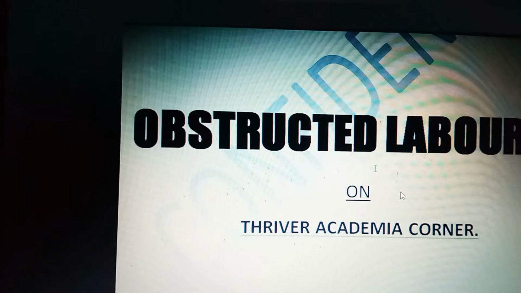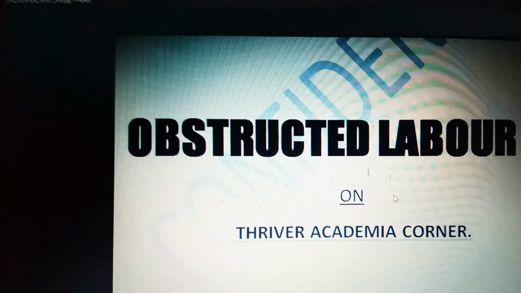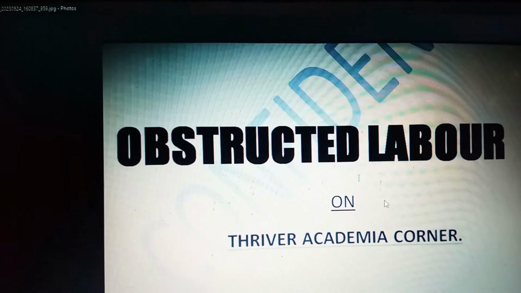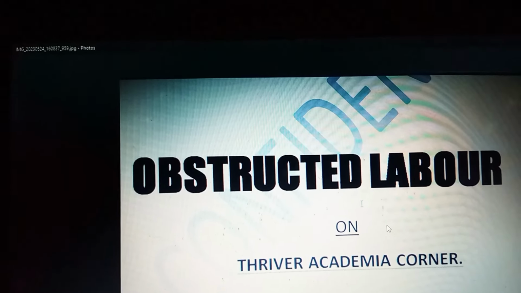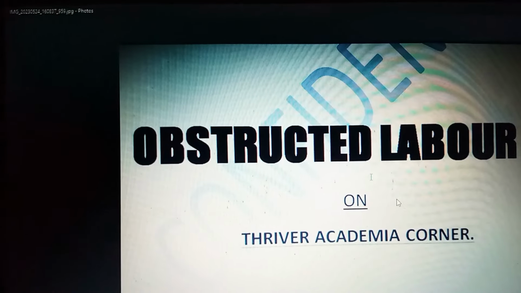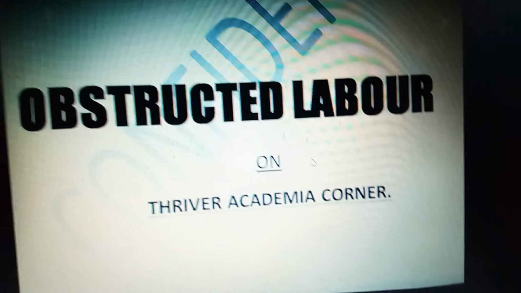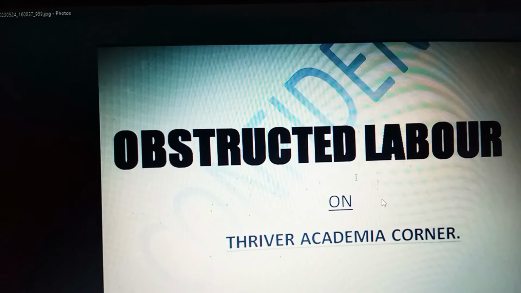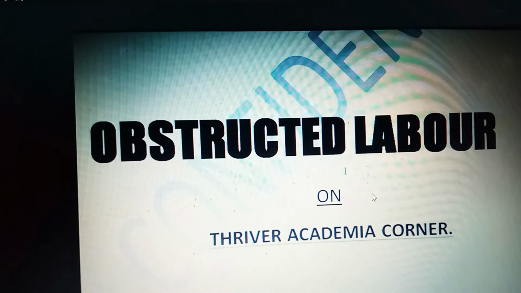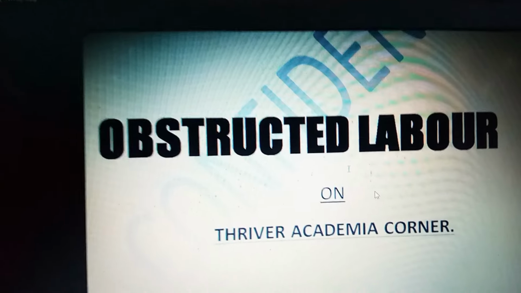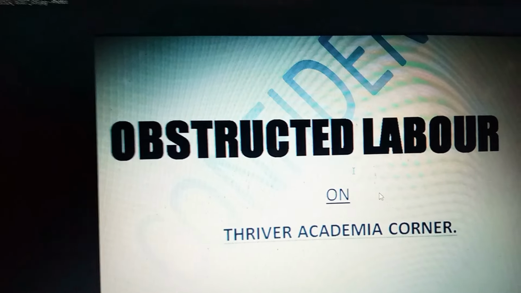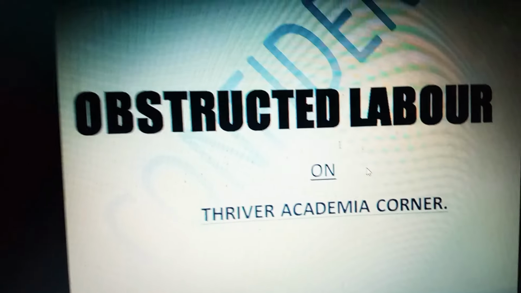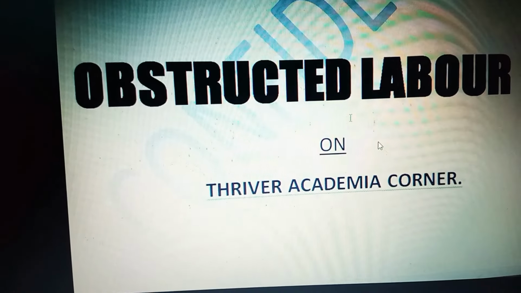Then we have abnormal presentations, or let me say malpresentations and malpositions. Malpositions like OPP, occipital posterior positions, tend to cause an obstruction. Then malpresentations, like breech presentation, brow presentation, shoulder presentation, even compound presentation, tend to obstruct labor during the delivery.